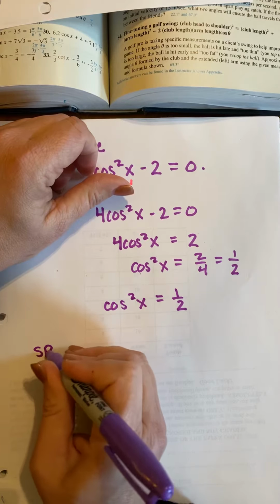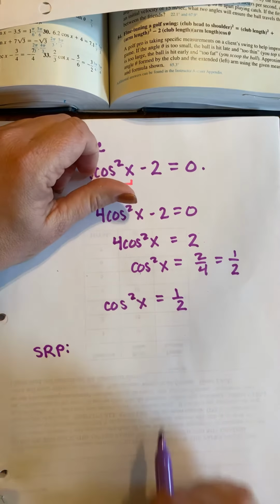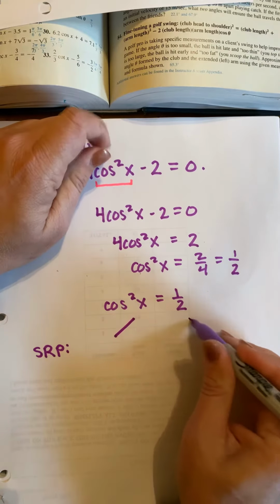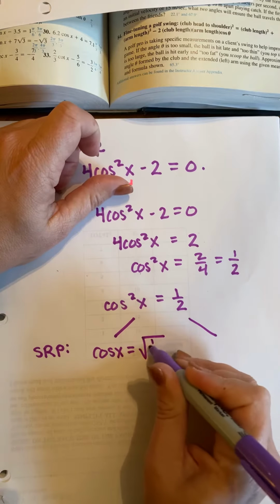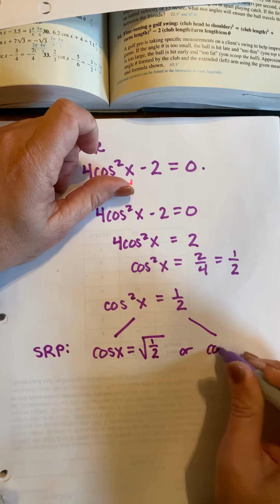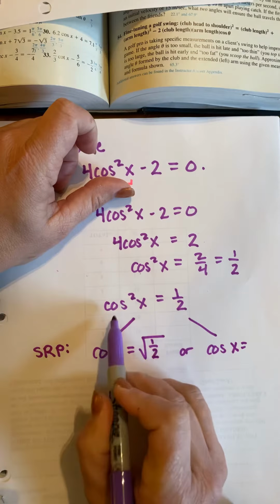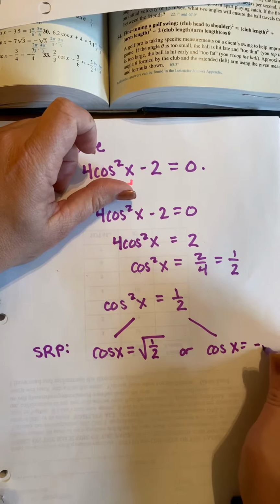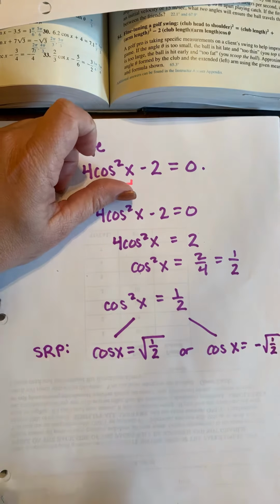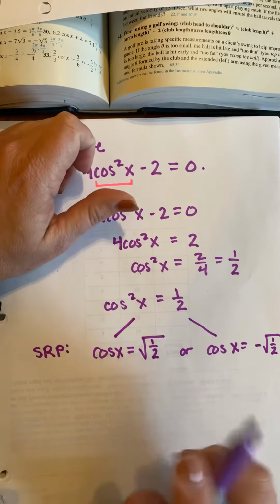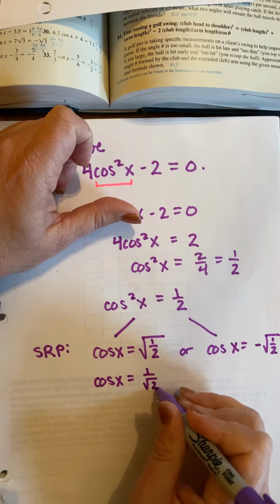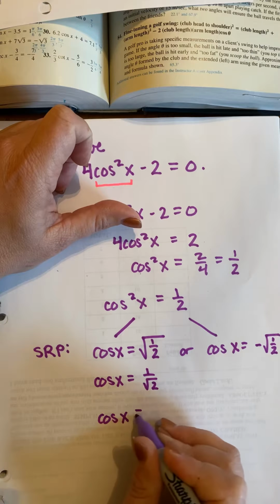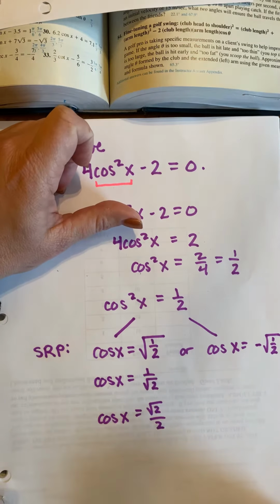Keep in mind, when we have something squared equals a number, the square root property says that what we're squaring, the cosine here, is either equal to the square root of the number, or equal to the opposite of the square root of the number. So we can put this into more familiar form: 1 over the square root of 2, or square root of 2 over 2 if we rationalize the denominator.